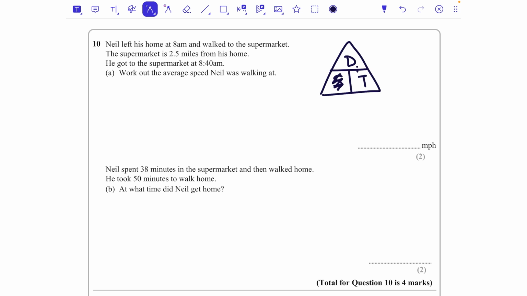So the distance we know is 2.5. So we're going to do 2.5 divided by the time. Now the time was from 8 a.m. to 8:40, so that's 40 minutes. Now what I would do here, you can divide by 40, but the problem is that's not going to be in miles per hour, that's going to be in miles per minute. So you're then going to need to multiply your answer by 60 at the end to get it back into miles per hour, and you can do that, that's absolutely fine.